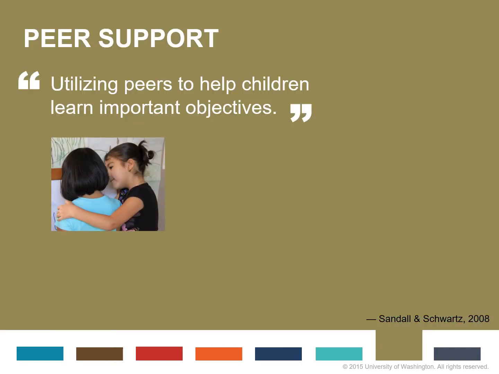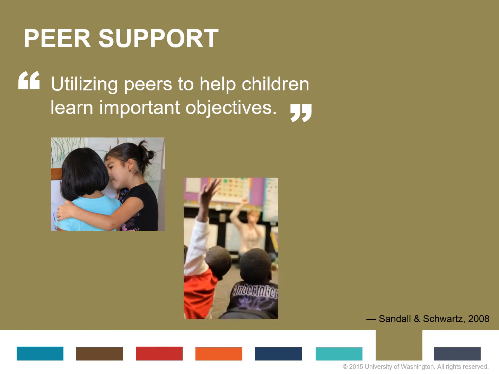Peer support. When we utilize peers to help children learn important objectives, we're utilizing peer support. In photo 1, a new child who is a dual language learner and rarely speaks during the class is paired with a peer who speaks the child's home language. In photo 2, a child who does not attend and follow the rules in circle time, such as raising her hand instead of calling out, is seated next to a model who has those strong skills.